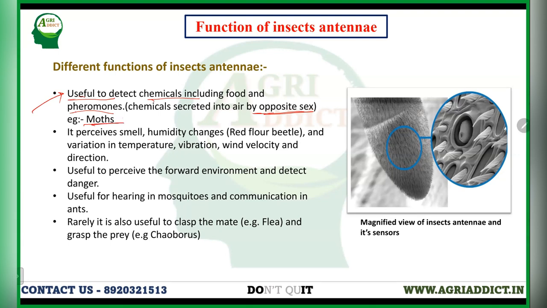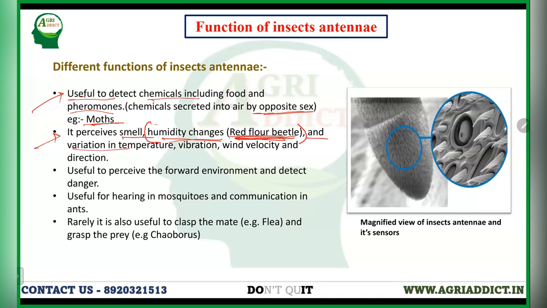And the moths mainly secrete pheromones. Another function of antenna is to perceive smell. You know that many insects like cockroaches perceive smell through their antenna. And humidity changes: the red flour beetle, an important stored grain pest, mainly detects the change in atmospheric humidity, meaning the presence of water in the atmosphere, because the red flour beetle needs a more humid weather condition to live well. So it can sense the change in humidity by its antenna. This question is important: which insect can sense humidity changes by its antenna? The answer will be red flour beetle.